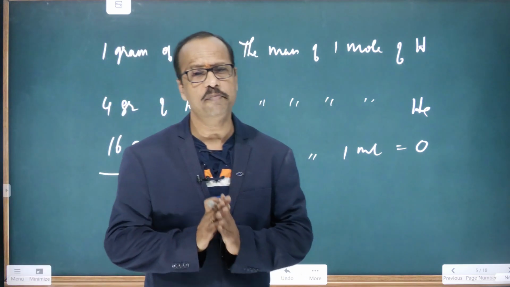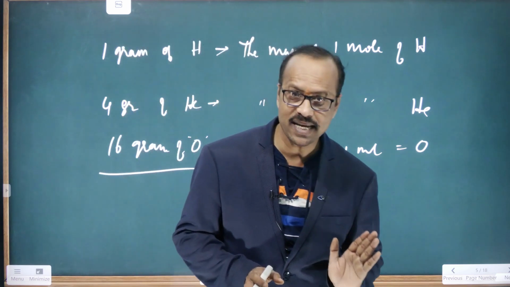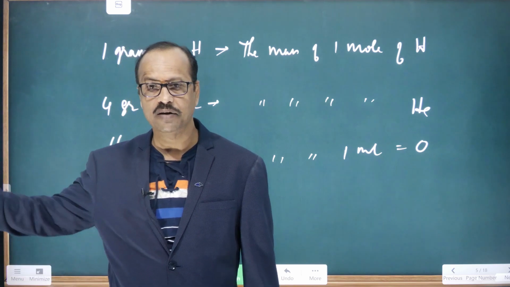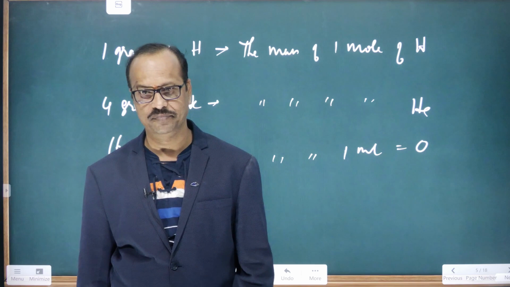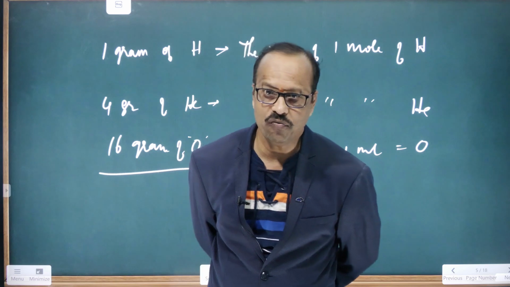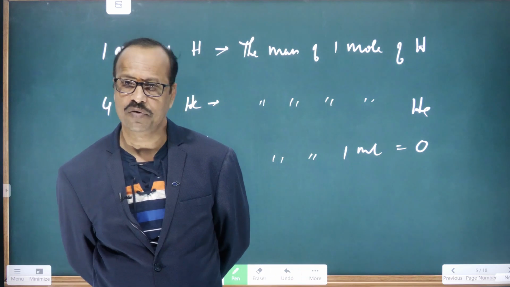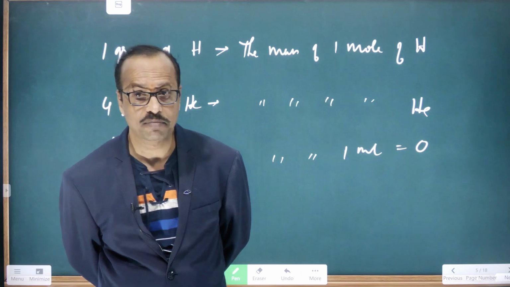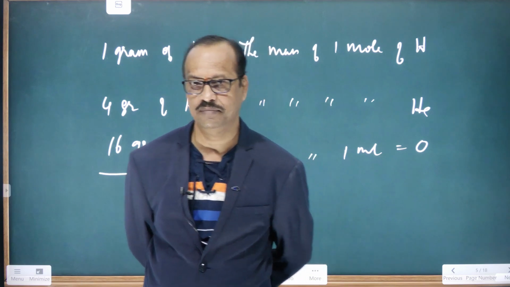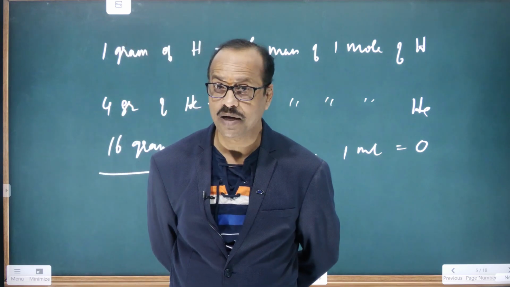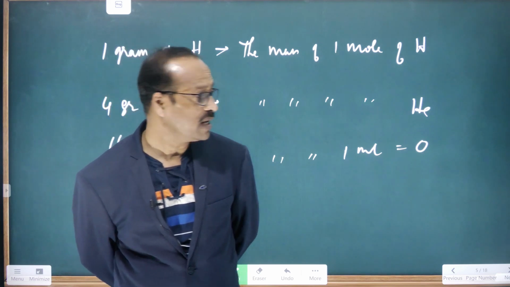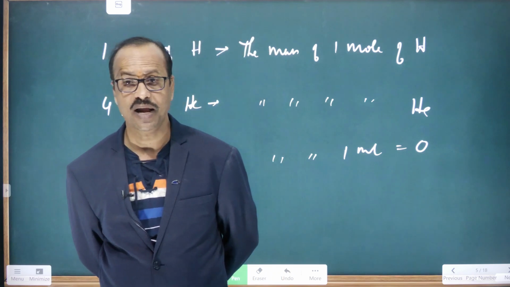So, students, here atomic mass, if you are expressing in grams, that is equal to the mass of 1 mole of that particular atom. For example, if I ask you what is the mass of 1 mole of calcium? Simply, what is the mass number of calcium? 40. So, 40 grams is the mass of 1 mole of calcium. Clear to you? So, that is for atoms.